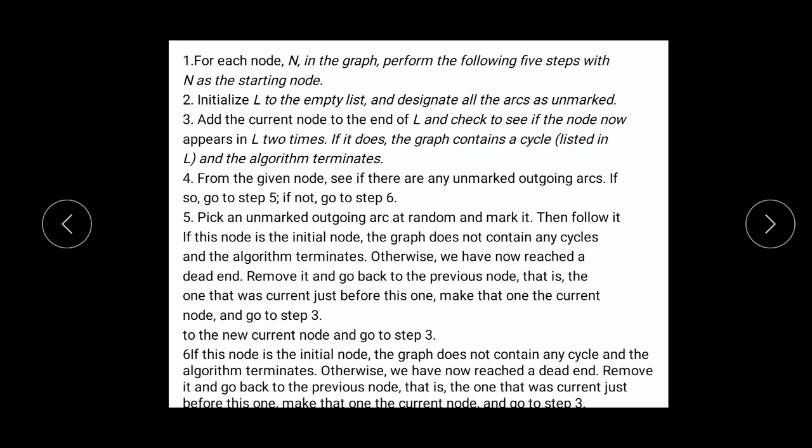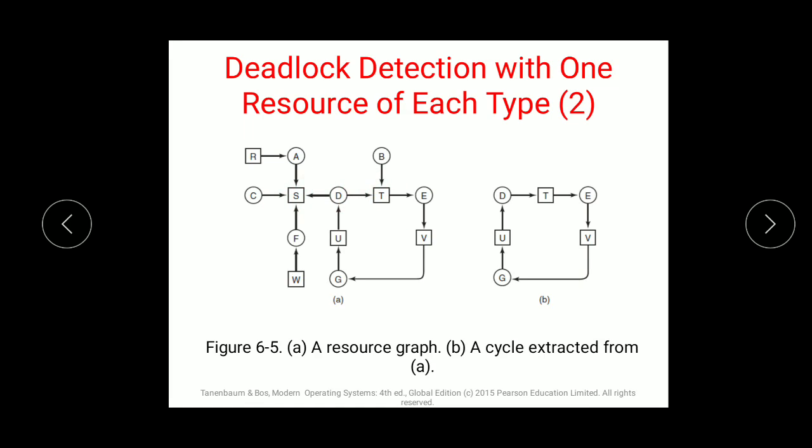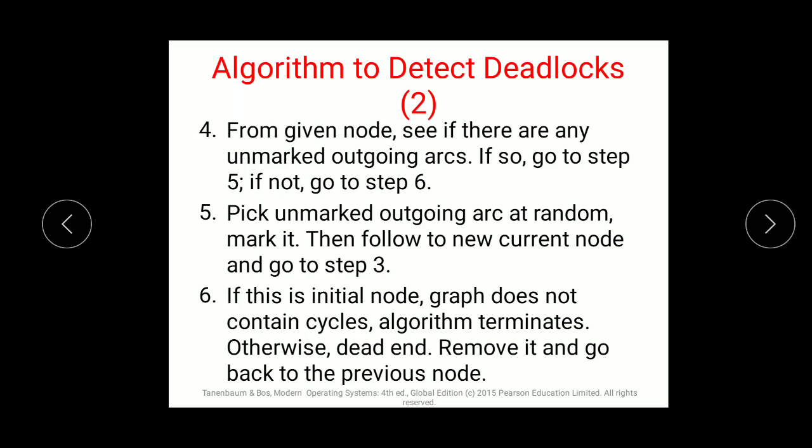So what we had done here also, if they have two nodes, it will terminate because there is sharing, that is, from here we have cut down, and here there is no extra endpoint. So we have cut it down here and we have taken this as part of the circular wait condition. From the given node, see if there are unmarked outgoing arcs. If so, go to step 5. If not, go to step 6. We will again repeat the same steps. If not, we'll continue with the further steps. If this initial node graph does not contain a cycle, the algorithm terminates. So if there is no cyclic graph anywhere, what will it do? It will discard the process and remove the process.